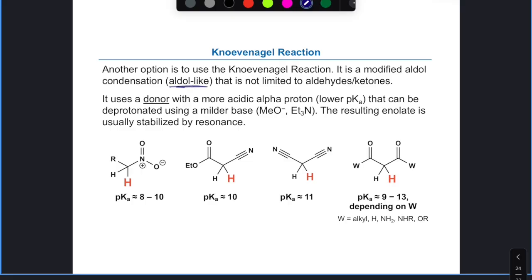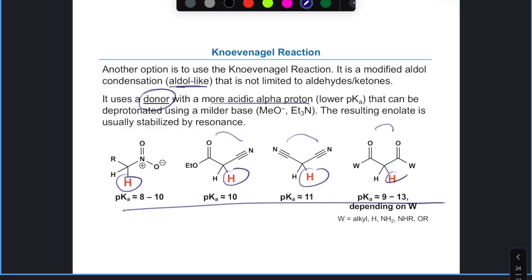Here, the donors have much more acidic alpha protons because of the functional groups that we're using. And if you recognize these guys, those were the pKa's we introduced last class. These are things like our nitroalkanes. These are things where you have two stabilizing groups on either side. Things like double carbonyls, double nitriles, or carbonyl nitrile systems. So really what we're doing here is targeting an alpha proton that is a lot more acidic than your normal aldehyde proton. Remember, aldehyde protons are about 15, 18. These guys are down at around 8 to 10.